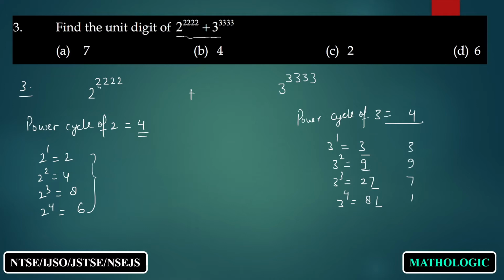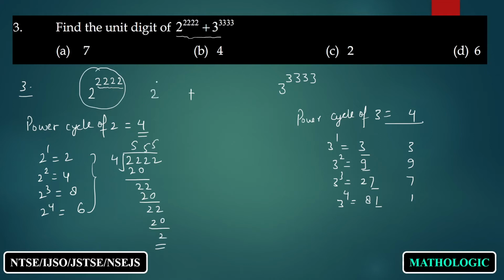So if I divide this whole power 2222 by 4, since the power cycle is 4, 4 5s are 20, remainder is 2, carrying 2 here, 4 5s are 20, remainder 2, again taking 2 here, 4 5s are 20 and remainder is 2. This means the units place of this number will be the same as the units place of 2 raised to the power of the remainder, meaning 2 squared, right? Mark this. And same for this part, we will just divide 3333 by 4, since the power cycle for 3 is also 4.